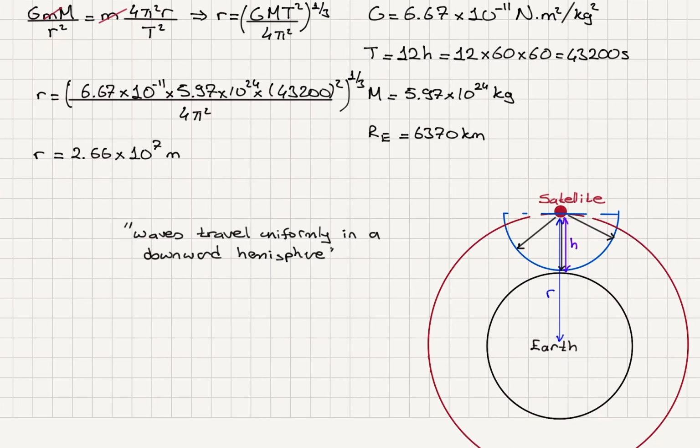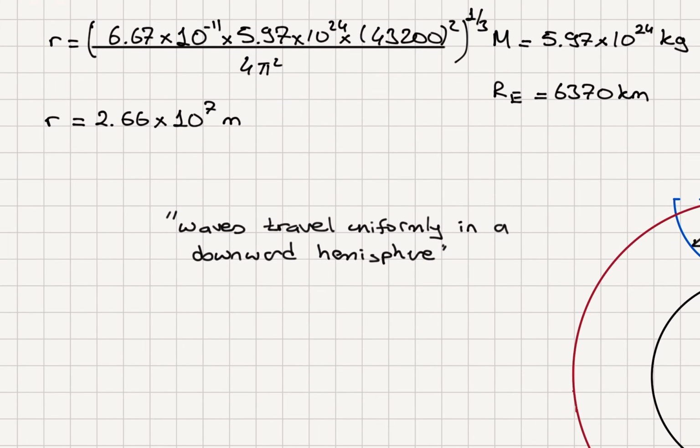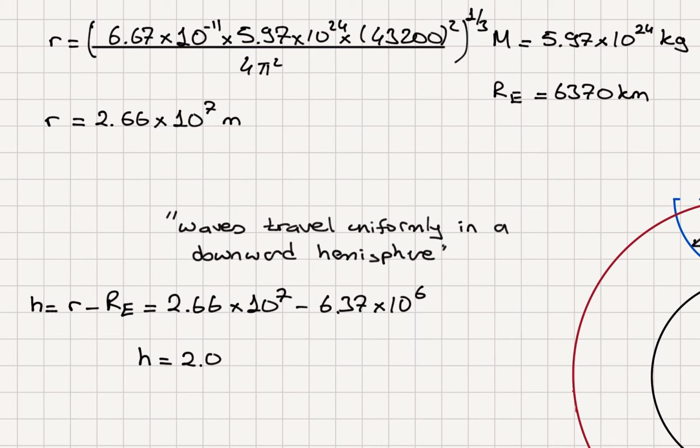Now, what is the altitude? h is equal to the radial distance r minus the radius of the Earth. So it is 2.66 times 10 to 7 meters minus 6.37 times 10 to 6 meters, the radius of the Earth. So we find the altitude to be 2.02 times 10 to 7 meters.